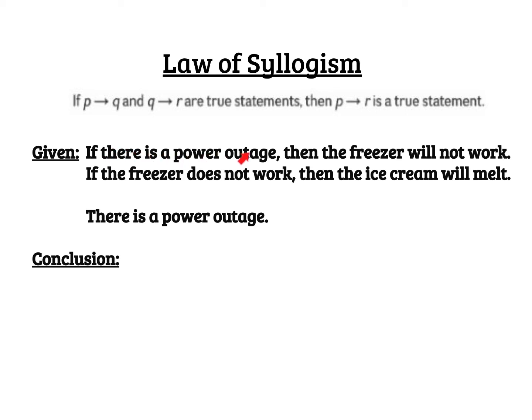If there is a power outage, then the freezer will not work. If the freezer does not work, then the ice cream will melt. I'm going to label them as P, Q, and R statements. If you prefer other letters like A, B, C, or D, E, F, as long as you go in alphabetical order, it should be okay, so that you don't confuse the order of the statements. So if there's a power outage, that's P, then the freezer will not work. That's Q.